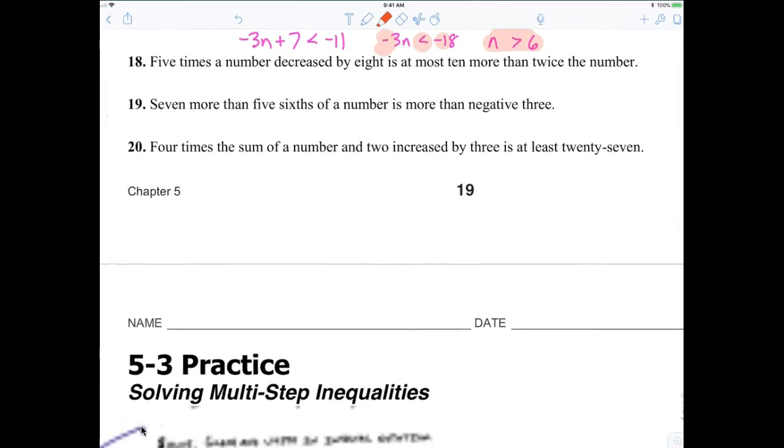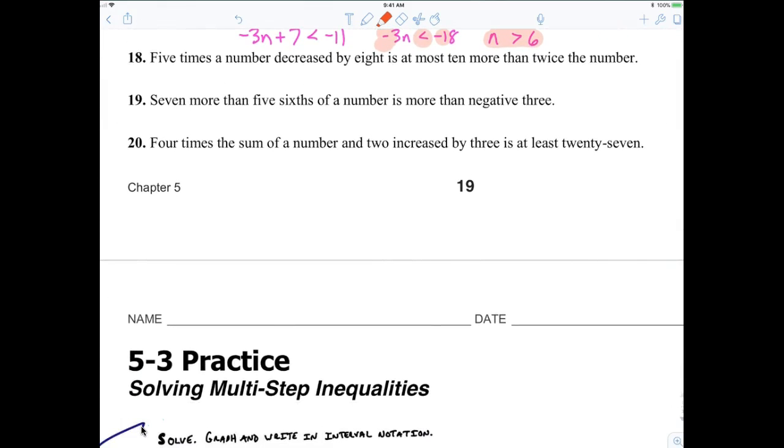All right, here we go. On number 18. All right, here we go. It says 5 times a number decreased by 8. What is that? 5n minus 8. Good guys. 5n minus 8. Now, again, if I have at most $10 in my pocket, oh, less than. Less than or equal to. But again, most people put what? Greater than.